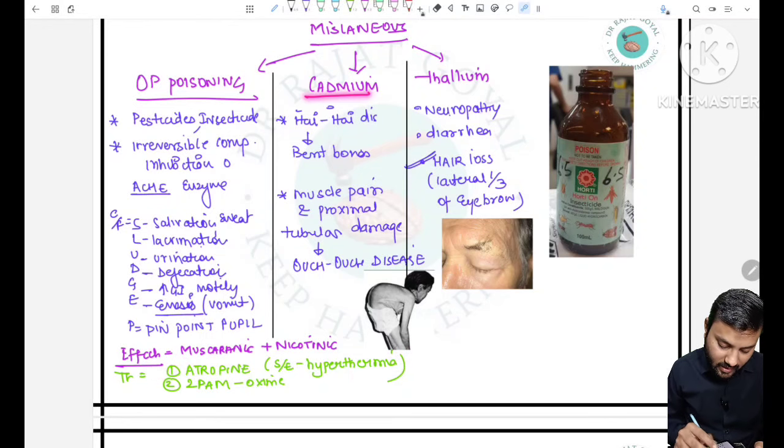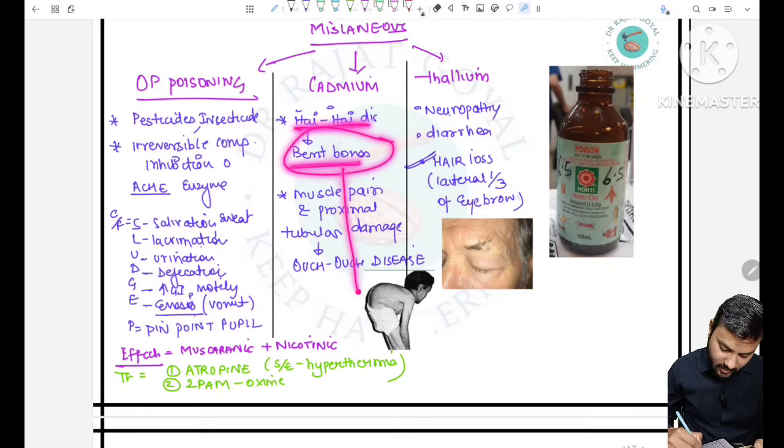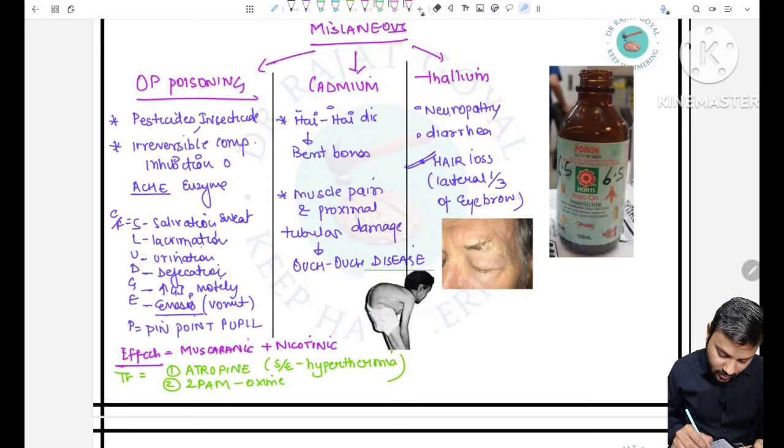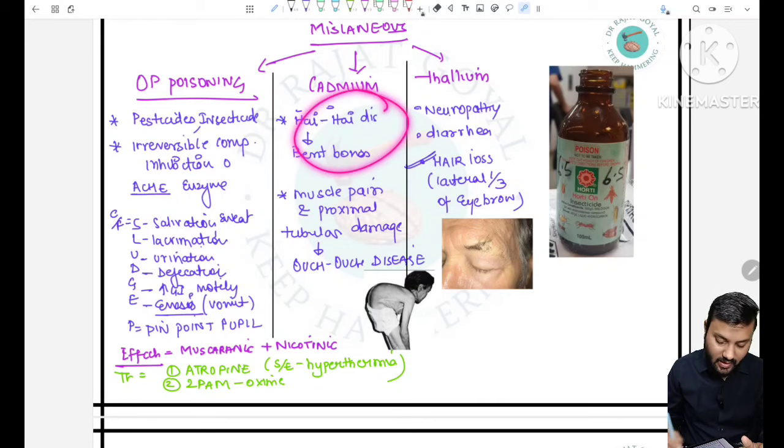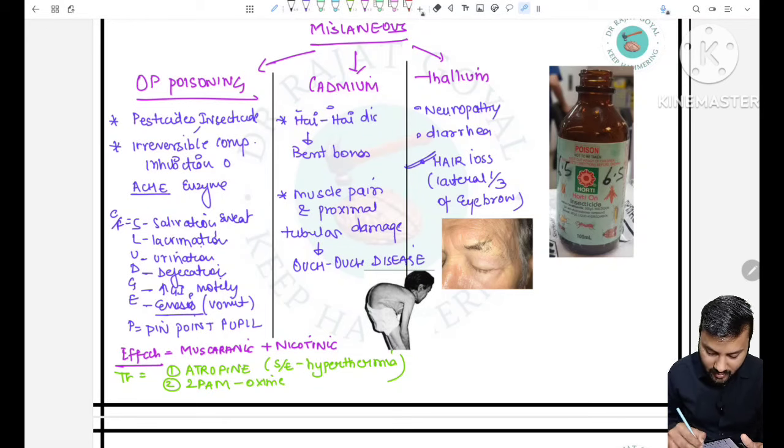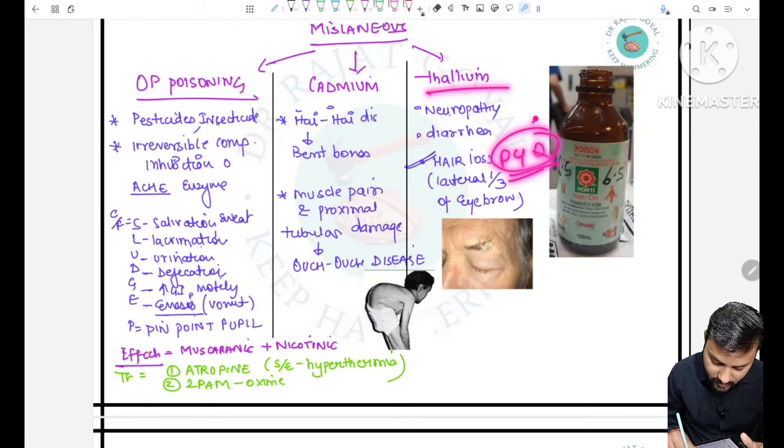Now we talk about cadmium, which will lead to Itai-Itai disease or bent bone disease. So here we can see the image, there are bent bones. It will also lead to muscle pain and proximal tubular damage in the nephrons. So we have to remember Itai-Itai disease. In thallium toxicity, hair loss will be there in the lateral 1/3 of the eyebrow. So here we can say the eyebrow and the lateral 1/3, there is loss of hairs. So it is very important because it was previously asked once.